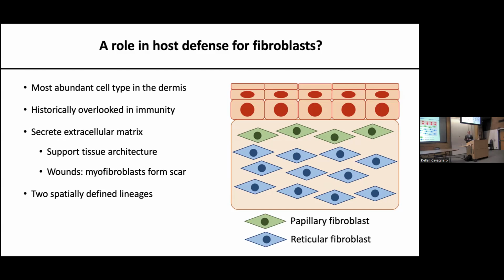We know in the skin that there are two spatially defined lineages of fibroblasts. We have the upper lineage of fibroblasts close to the epidermis called the papillary fibroblasts, and then the reticular fibroblasts that are deeper in the skin. And as I alluded to, some reticular fibroblasts are pre-adipocytes that can turn into fat cells.